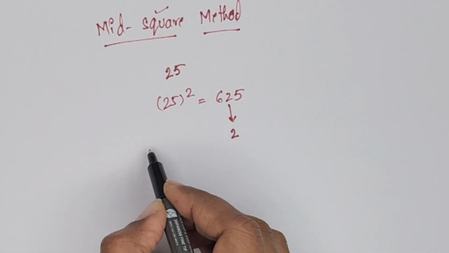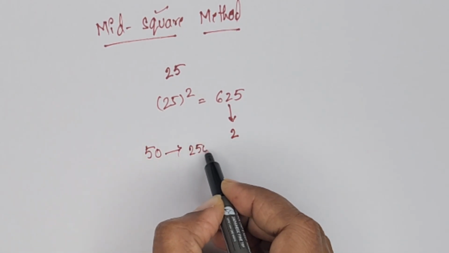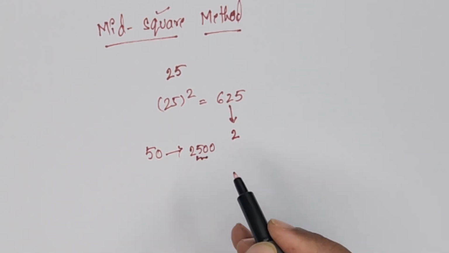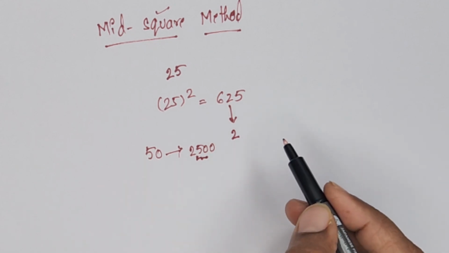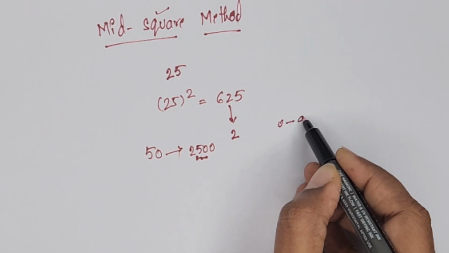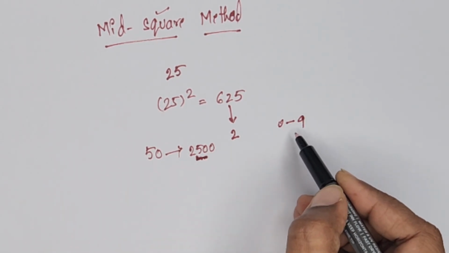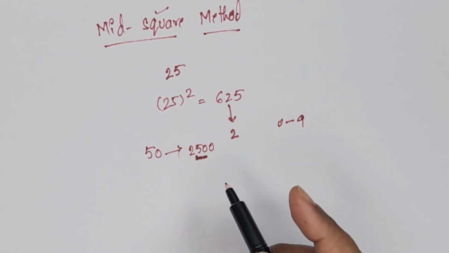See, for example, if we take 50, then the square of 50 is 2500. You can take the middle one digit, or the middle two digits, or the middle three digits also. That depends on your table size. If the table size is 10, then the index starts from 0 to 9. If you select 50, there is no 50th index in your table. So in that case, you have to take only the middle one digit.